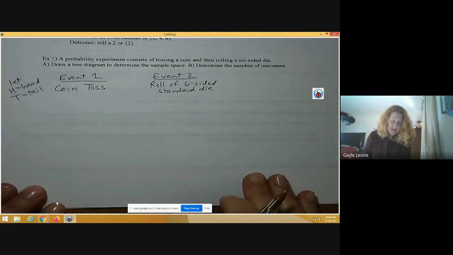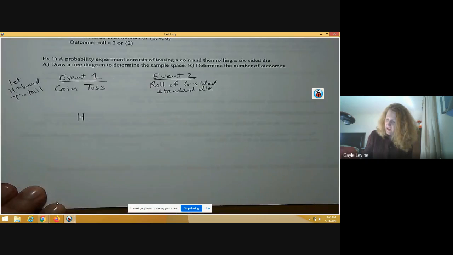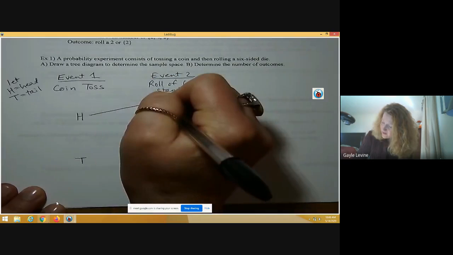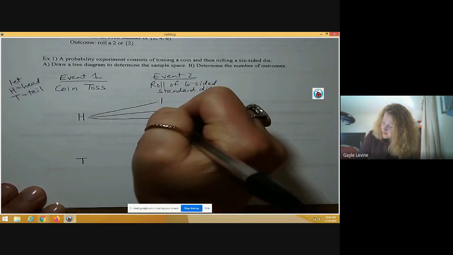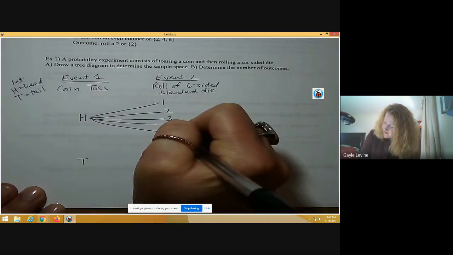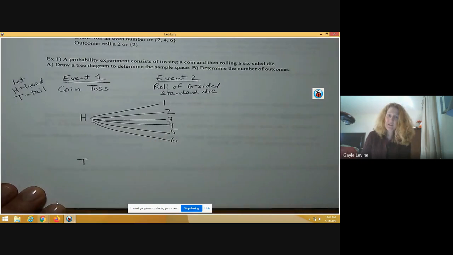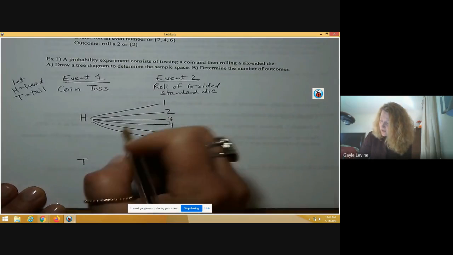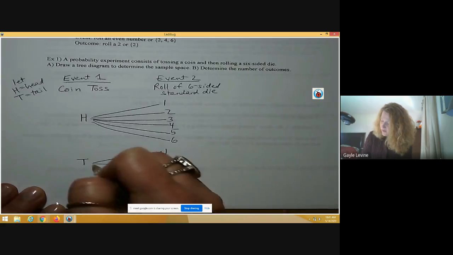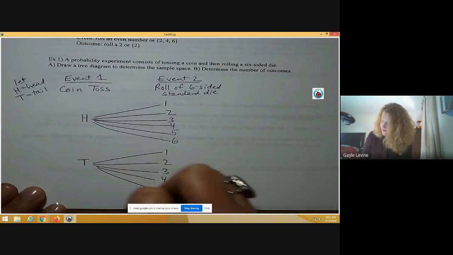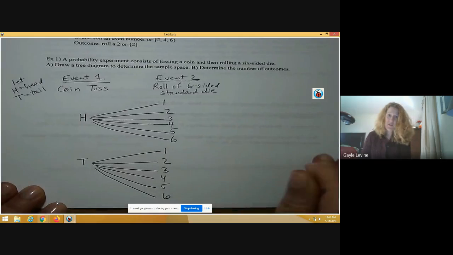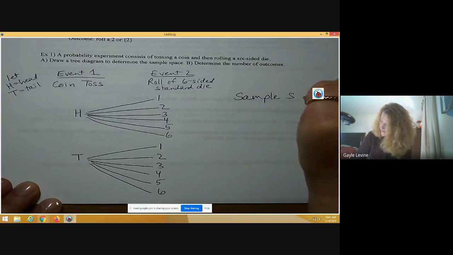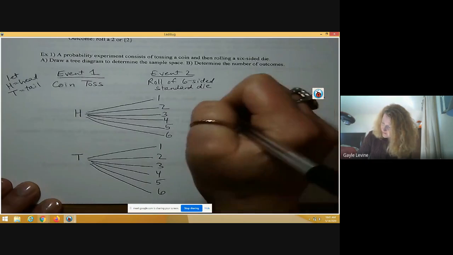All right, so when you do a tree diagram, you could have a head or you could have a tail. Then for the head, you could have a 1, a 2, a 3, a 4, a 5, or a 6. That could happen when you roll the die. And then for the tail, the same thing. So you could flip the coin and get a tail, and then you could get a 1 on the die, a 2, 3, 4, 5, or 6. Then that will give you a sample space of these outcomes.